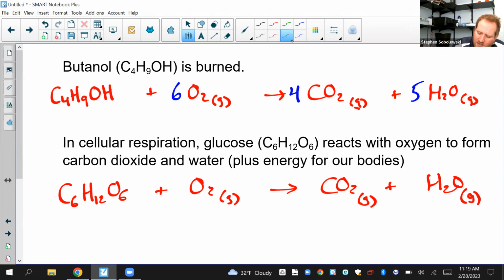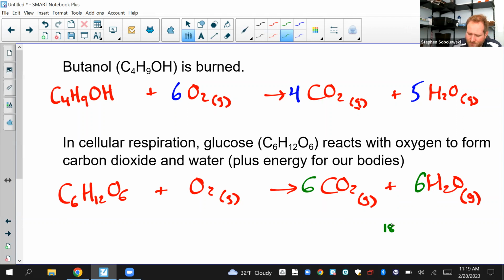Anyway, H, then C, then O. So for H, I see 12 here. I'm going to put a 6 there. For C, 6 here, 6 there. And for oxygens, let's count how many we need on the right side. 6 O2s is 12. 6 O's is 6. 12 and 6 is 18.